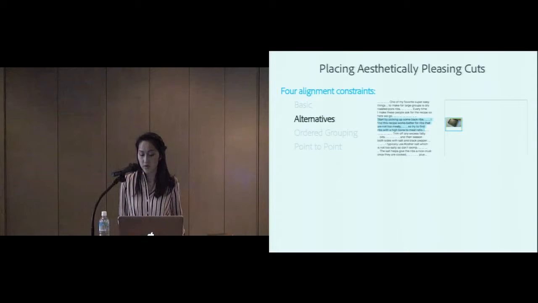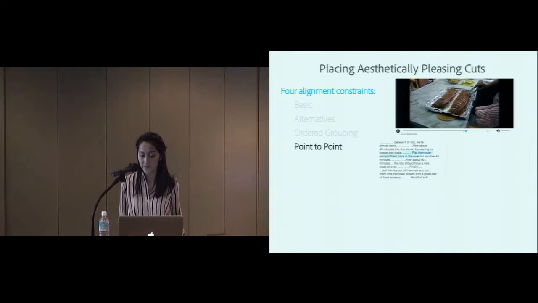The alternatives constraint lets the user specify multiple annotation segments for 1 narration event, and the system chooses 1 for the final composition. The ordered grouping constraint lets the user specify a sequence of segments for 1 narration event, and the system has to figure out how to use all of them. Finally, the point-to-point constraint lets the user specify that some specific moment in the video segment must coincide with some specific word in the narration event.